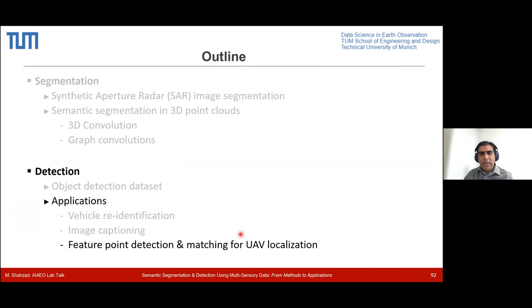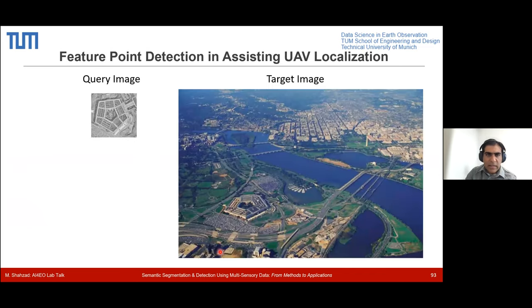Lastly, I would also like to show you another example in which we did not use object detection, but rather focused on feature point detection. Here the problem was that we wanted to extract features and use the extracted features to assist UAV localization. The problem is that we have a very large pre-stored imagery, and we have a query imagery, and we want to find this query imagery in the stored imagery, so that we could use the matched region to localize the UAV.